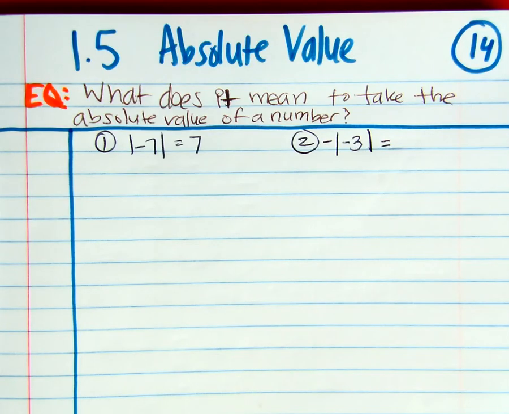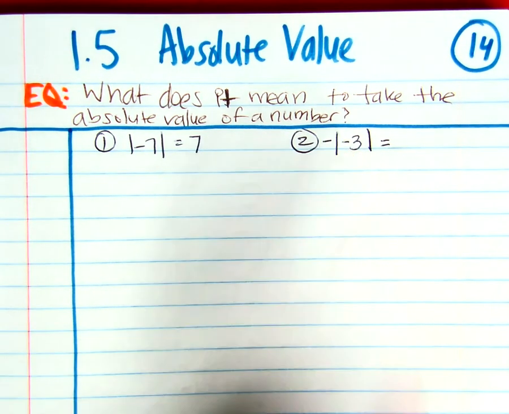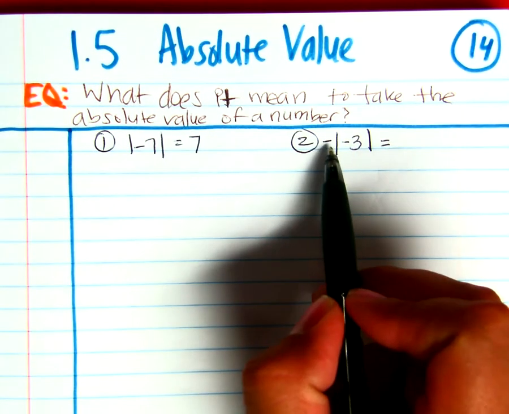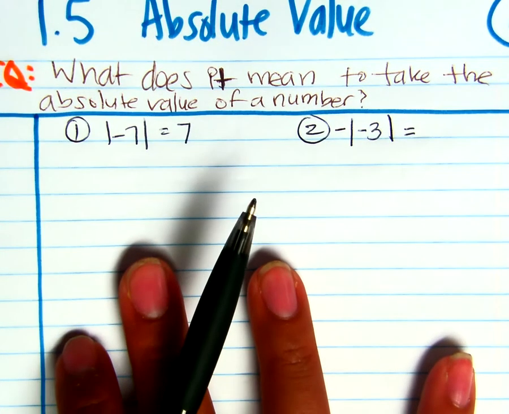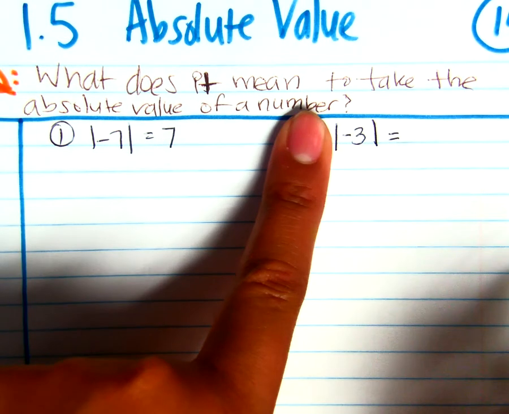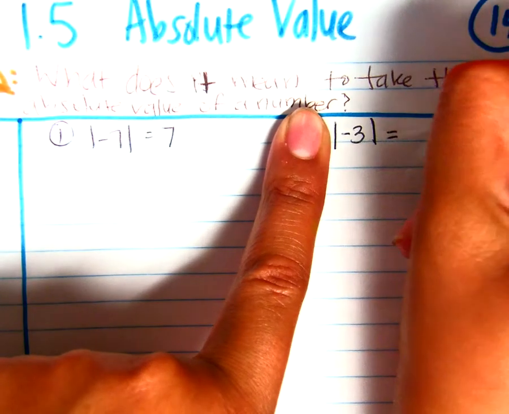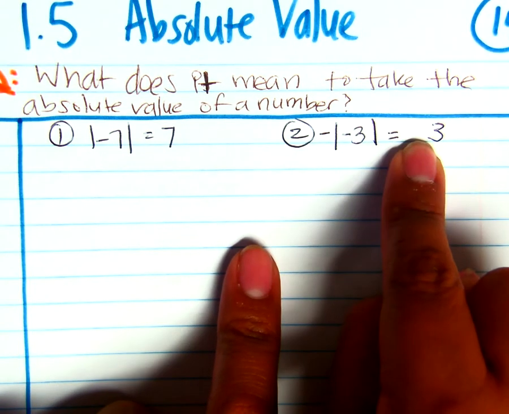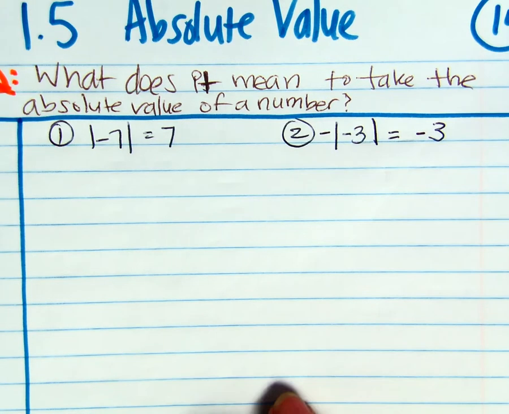Now number 2 looks different, right? We have the absolute value, but what do we have on that left side? We have a negative on the outside. Do you guys see that? Yes. So because we have a negative on the outside, we're going to have 2 steps. First step, we're going to take the absolute value. What's the absolute value of negative 3? 3. However, what's on the outside of that? Negative. So what are we going to have to keep? The negative. So the answer here is negative 3.